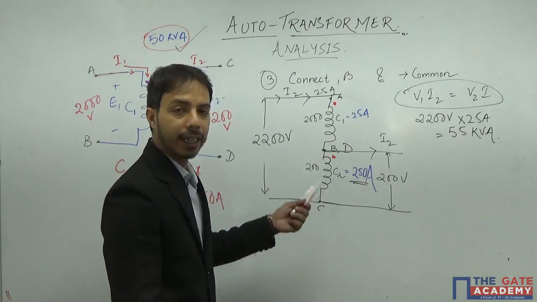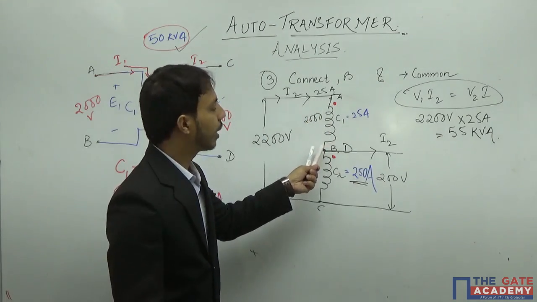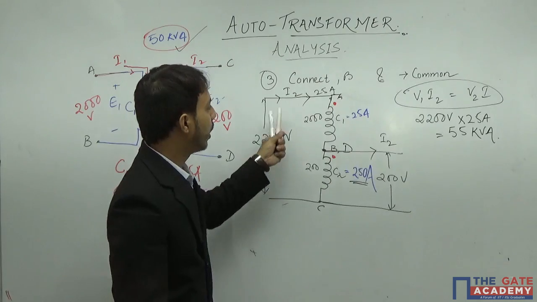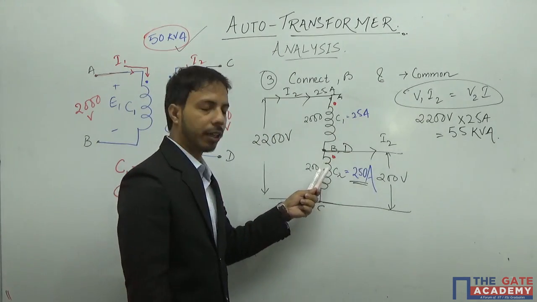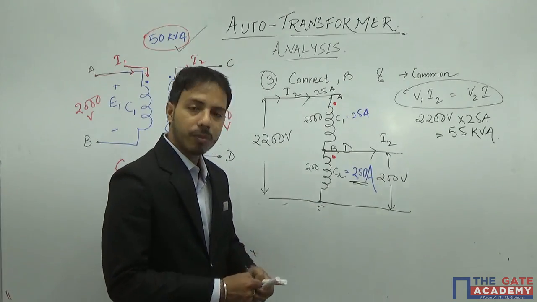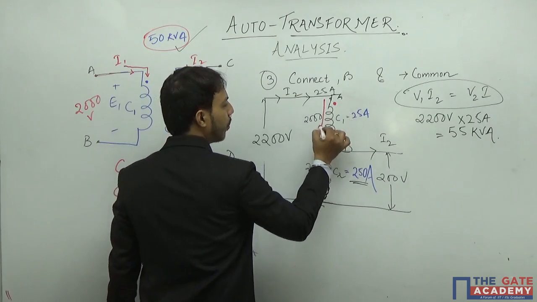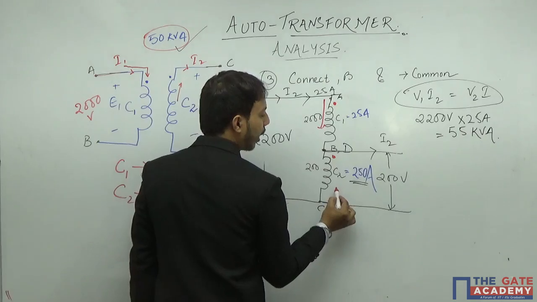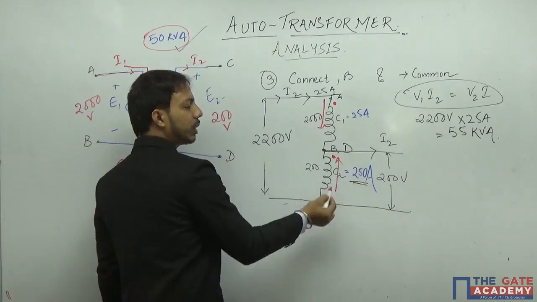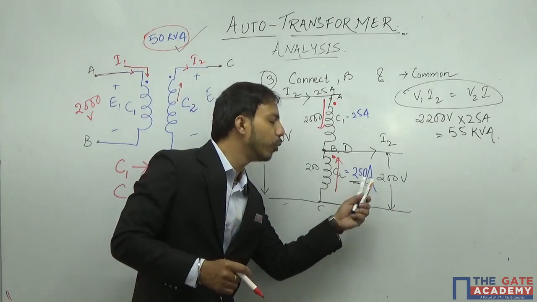What I said again in the dot convention is, if current in the primary is coming inside through the dot, what will happen to the current in the secondary? It will come out. At this instant current is coming inside, so at this instant current will be going out. How much current will be going out? We know that the current going out from C2 will be 250.